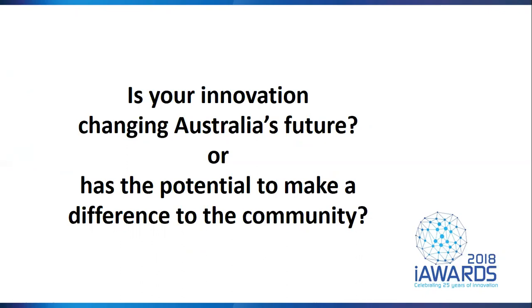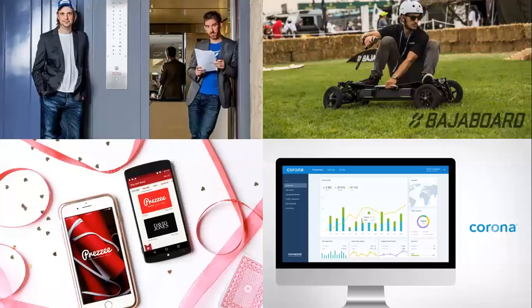So if you've got a really cool innovation, you should ask yourself, is your innovation changing Australia's future, or does it have the potential to make a difference to the community? If you've answered yes to those questions, then you should definitely enter the iAwards. The iAwards is all about solution-driven technologies. It's about innovations that are making a difference or have the potential to. So that's something to really keep in mind when you're developing your application and writing your answers to the questions. If you're making a difference, then we definitely want to hear about it.